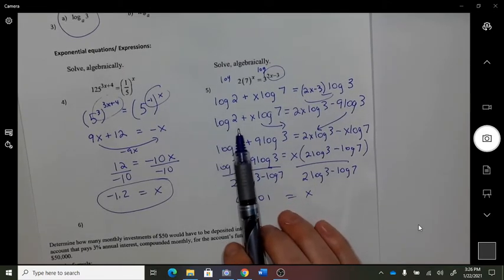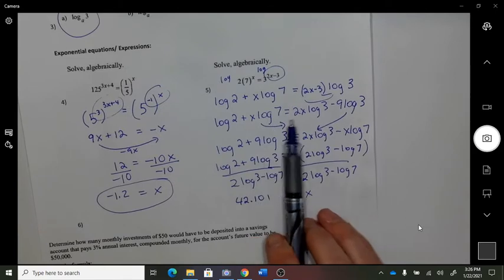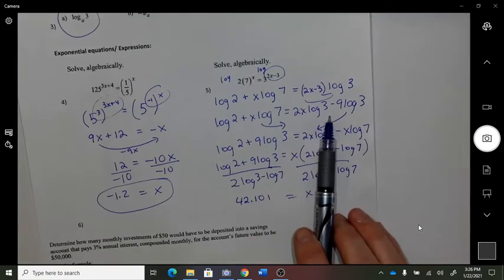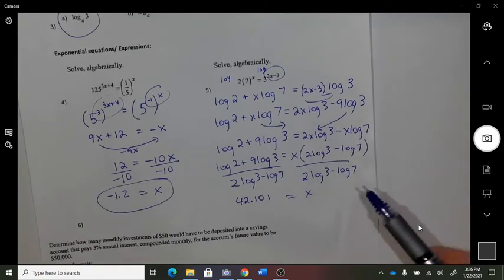Just double checking my errors here. That seems like a crazy high number. Did we do everything right? 2x log 3. Oh, yep, I see an error. It's alright.